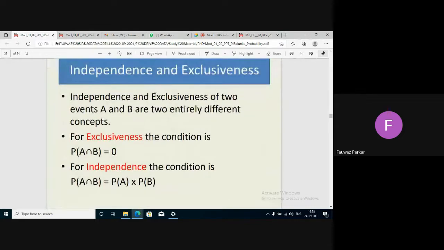So independence and exclusiveness, as I said, are entirely different concepts. Many people err because they feel that exclusive means independent. That is not so. Independent events can have some things in common, but exclusive means exclusive. For exclusiveness, the condition is P(A intersection B) should be 0. There should be nothing in common. For independence, the condition is probability of A intersection B should be probability of A into probability of B. Fine. This is making sense.